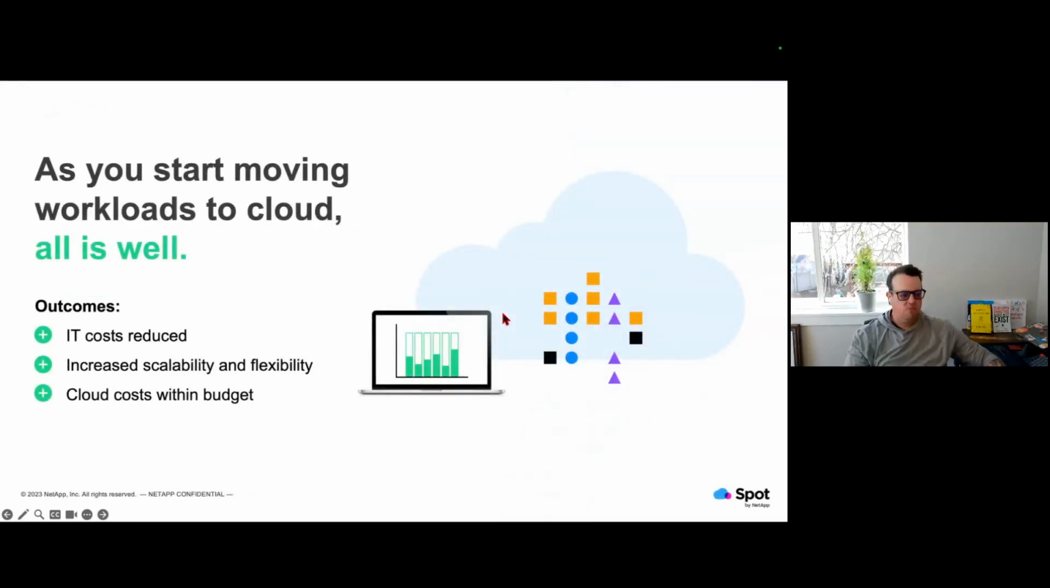So as we start moving the workloads to the cloud, everything's going fine. We see that IT costs are reduced. We see increased scalability and flexibility with our infrastructure. And we also see that we can keep our cloud costs within budget. All great goals that we all have.